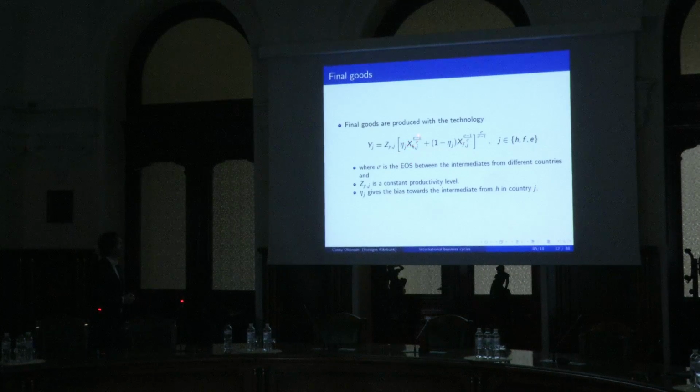So again, this sigma is now the elasticity of substitution between these objects, how substitutable they are. There's a large literature on this sigma, and I'm not going to address that right now, maybe later in the calibration. But this eta j will then determine home bias. If this is a large number, you will put a high weight on intermediate goods from your own country, and a low weight then on intermediate goods from the foreign country.